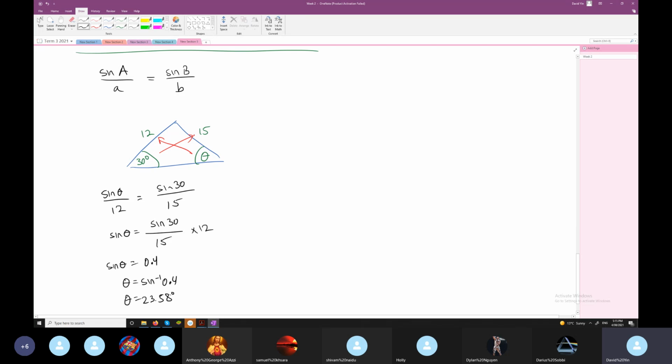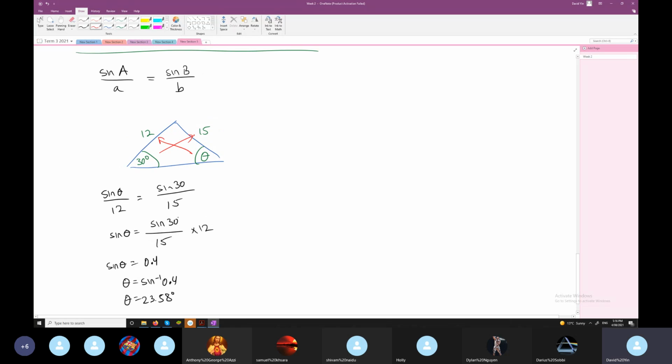23.58 degrees. Remember, this is an angle. An angle is measured in degrees, so make sure you write your answers in degrees. If you don't, we'll lose a mark as well. So that's how you use it to find an angle. Pretty much the same thing.